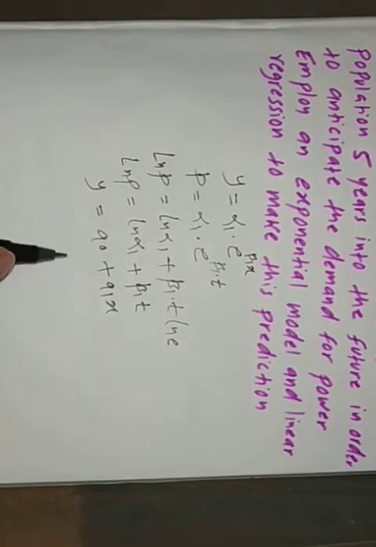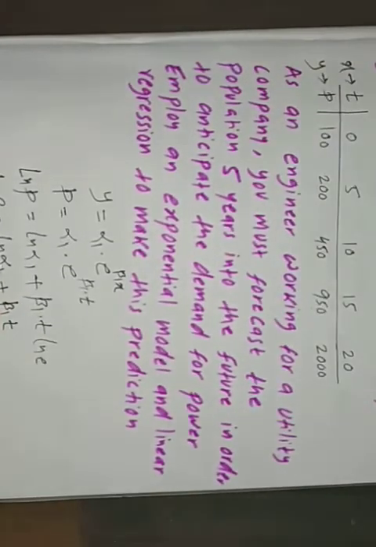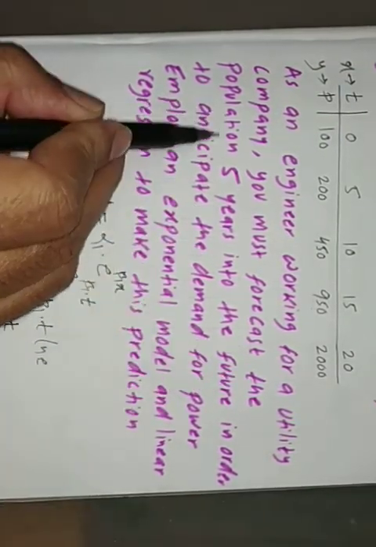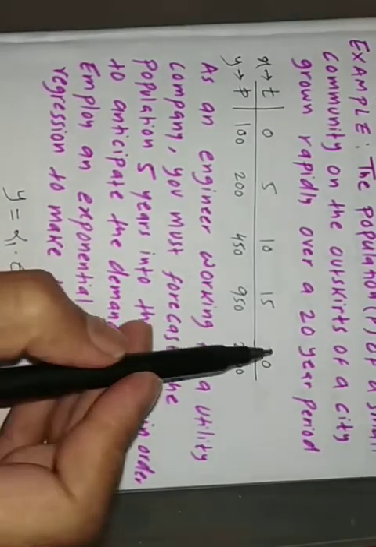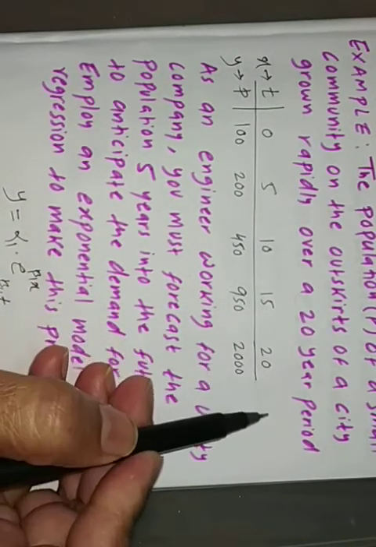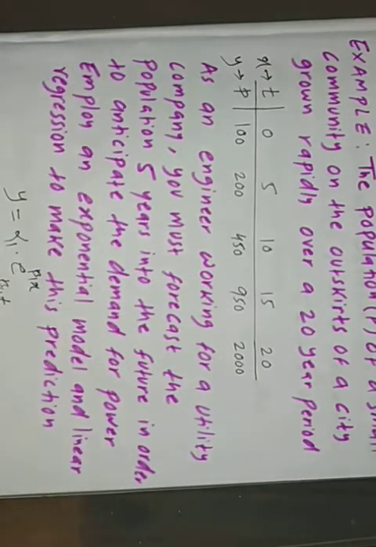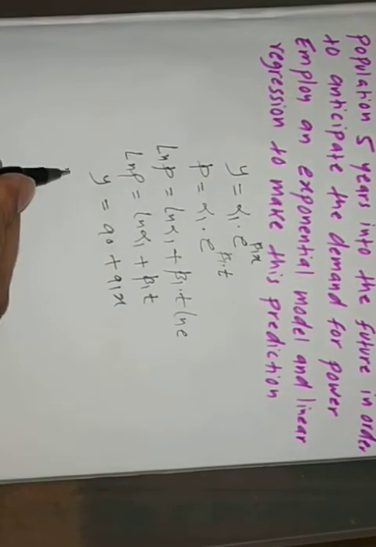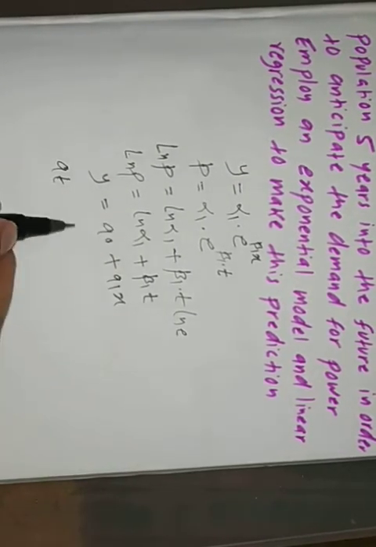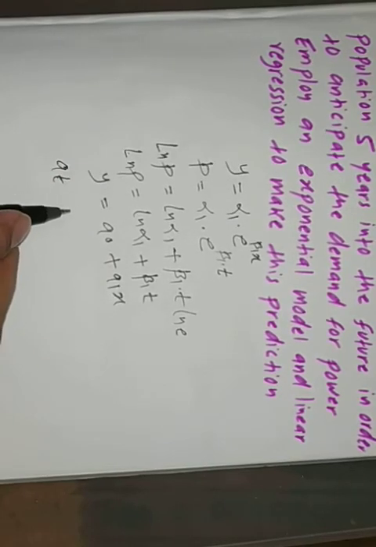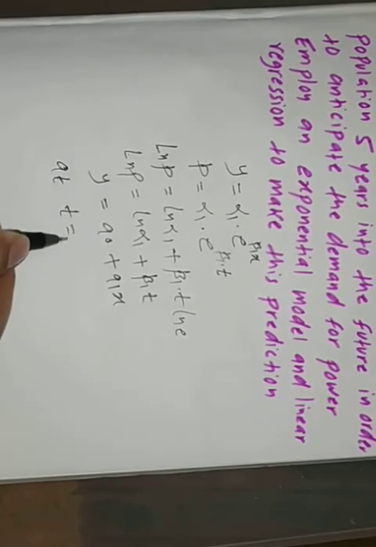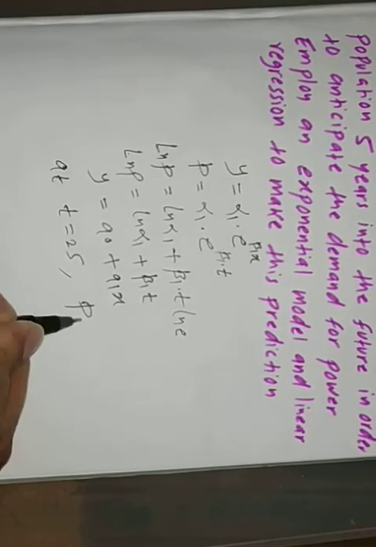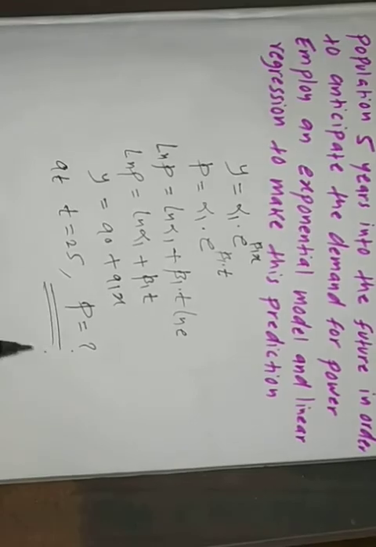So after finding out alpha 1 and beta 1, you have to find out, now here it is given, forecast the population 5 years. 5 years means now after 20 years, that is at 25, t equal to 25, what is the population? Okay, so after finding out alpha 1 and beta 1, in the equation, at t is equal to 25, what is the population? Find out.